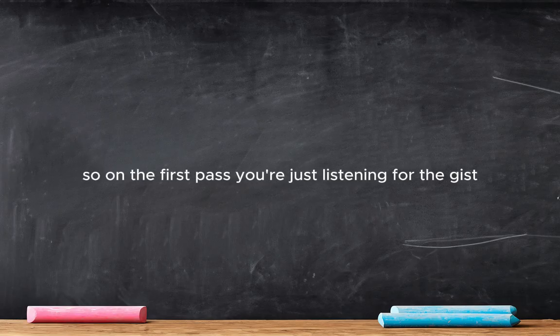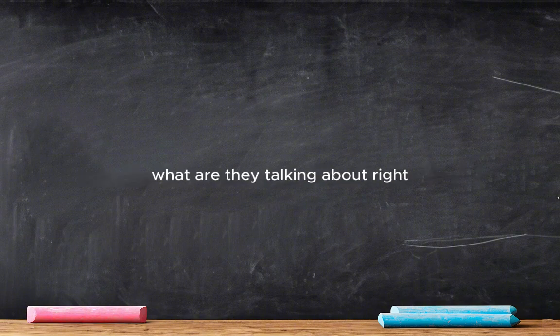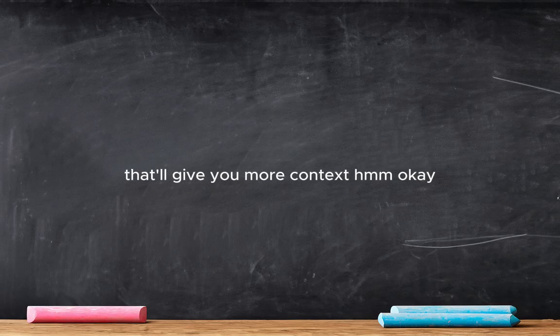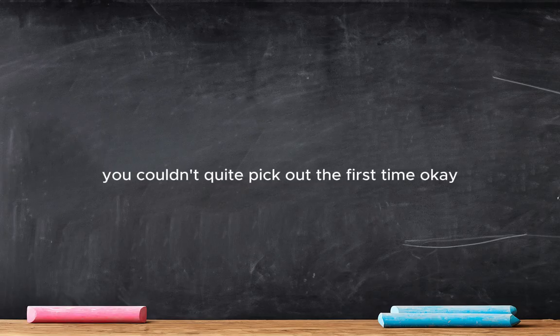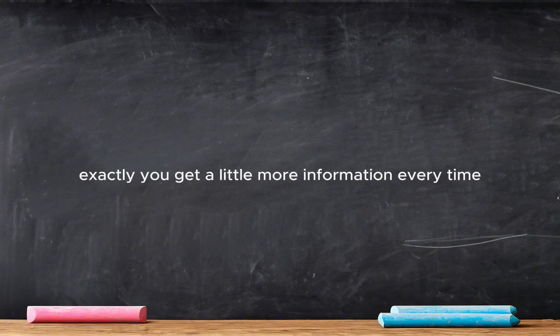Well, on the first pass, you're just listening for the gist. Who's talking? What are they talking about? Right. And then on the second listen, you try to pick out keywords that'll give you more context. Okay. And then on the third listen, that's when you can really zero in on the tricky bits, the connected speech, maybe those contractions you couldn't quite pick out the first time. Okay, it's kind of like peeling back an onion, right? Exactly. You get a little more information every time.